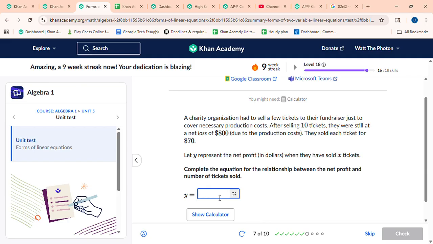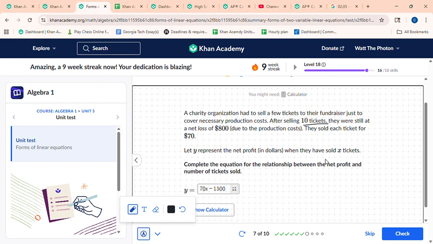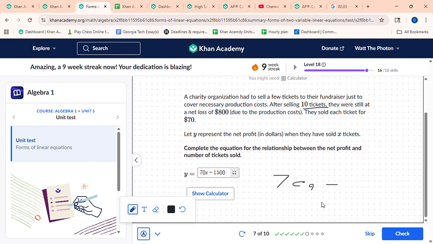So we have 70x minus 1500. Let's do a little math. We have 10 tickets, so that's 700. 700 minus 1500 is net loss of 800. And that's this.